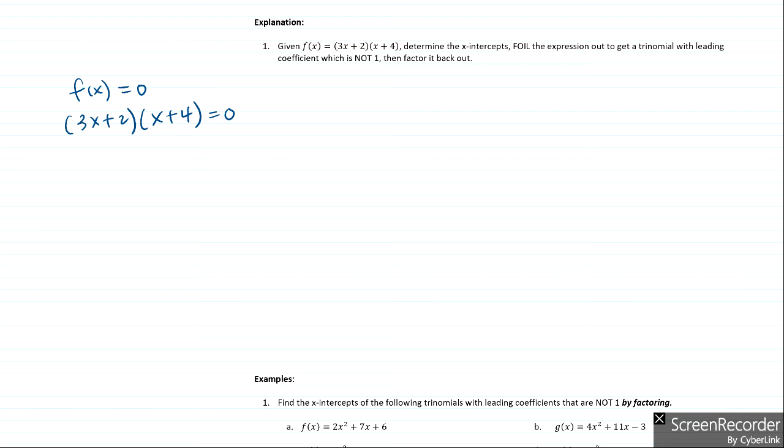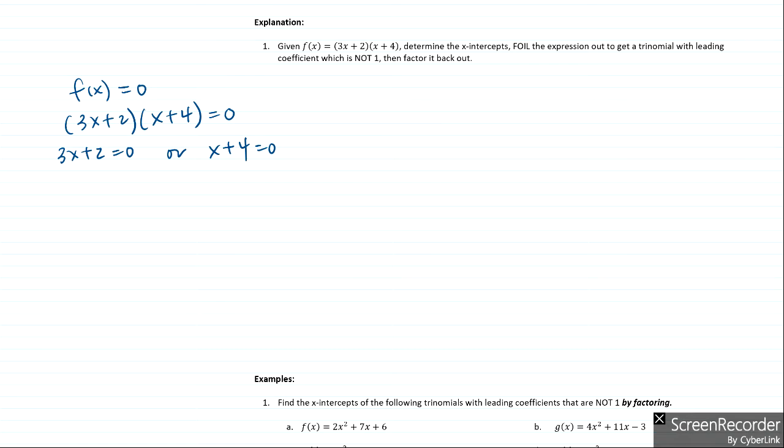To go from here, we're again going to use the zero product principle, telling us that if we have a product of two expressions equal to 0, either factor can be equal to 0. In other words, in this case, 3x plus 2 can be equal to 0, or x plus 4 can be equal to 0. And this becomes two linear equations for us to solve.